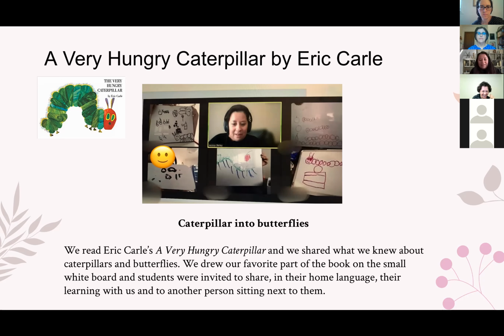Then we would come back as a whole group from the small breakout room. And then the students share in English what they learned or what their favorite part was. So this is just one of the examples, because one of the units in kindergarten is the caterpillars turning into butterflies and the life cycle.